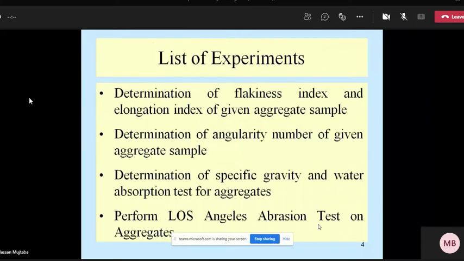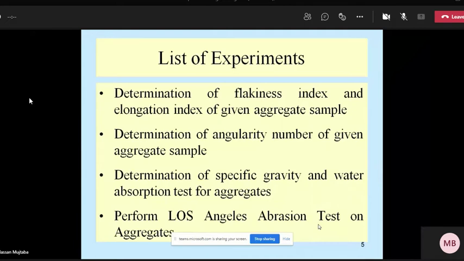Now regarding the list of the experiments, 6 experiments are regarding the aggregates, and 6 experiments are regarding the bitumen. So, list of the experiments. Determination of flakiness index. I will share the list with you, and afterwards I will explain a little bit of each. Determination of flakiness index and elongation index of the given aggregate sample.